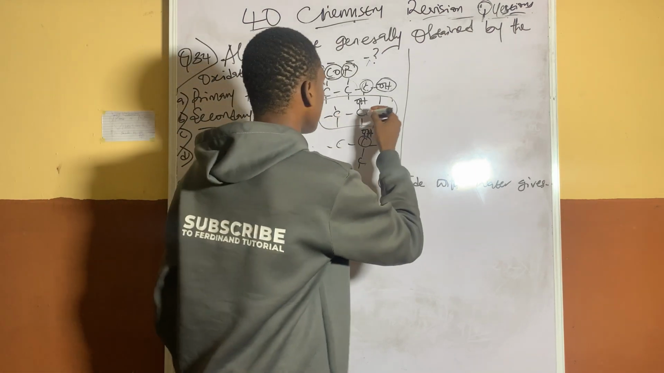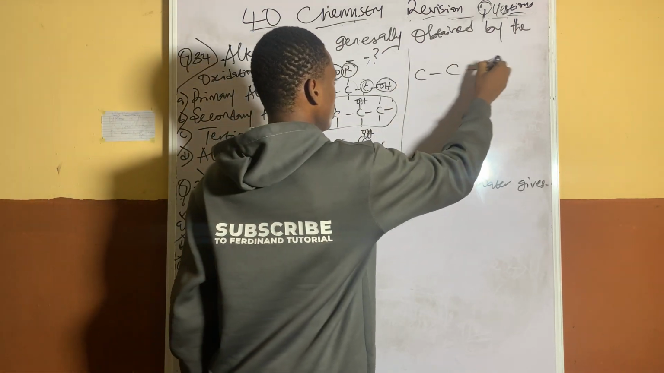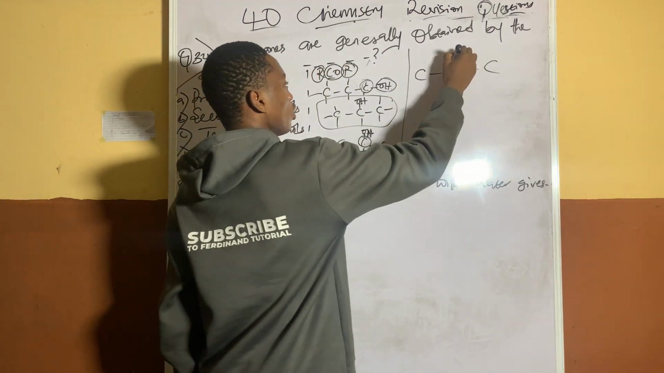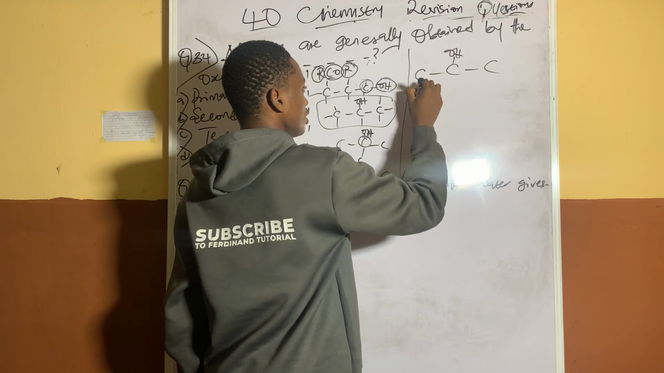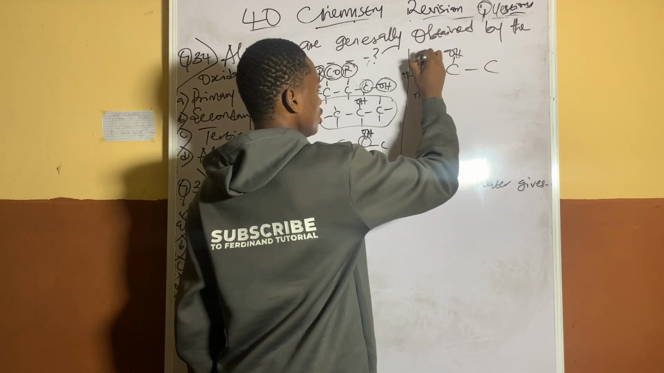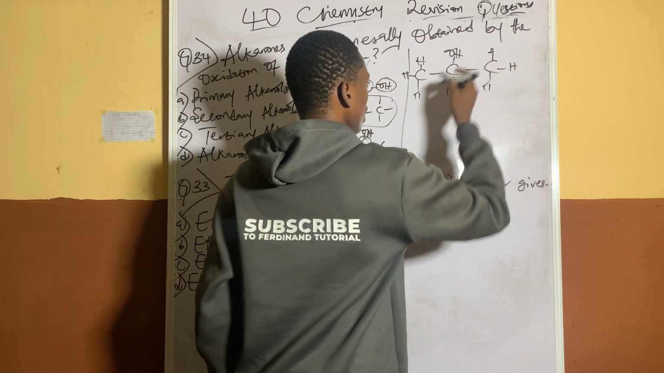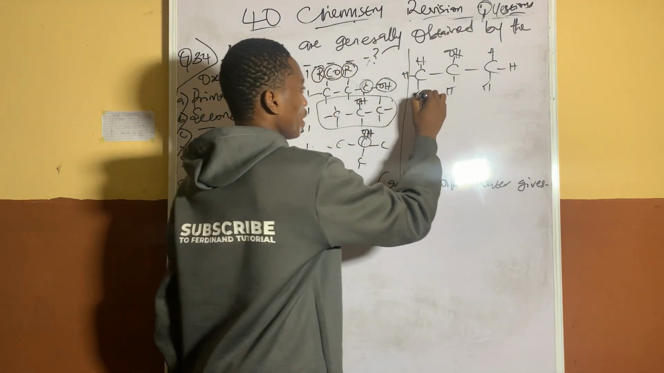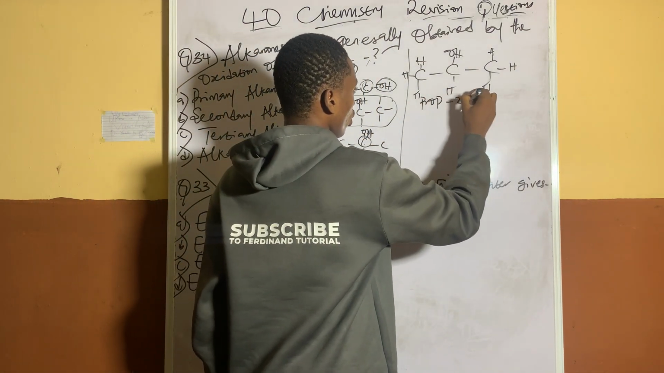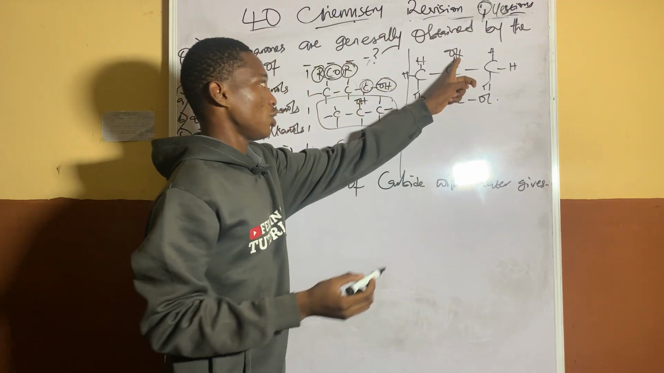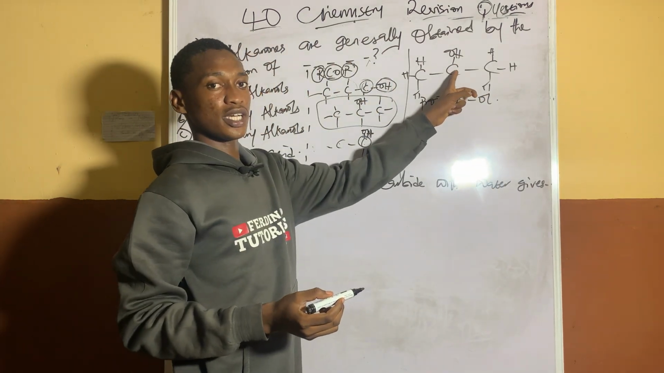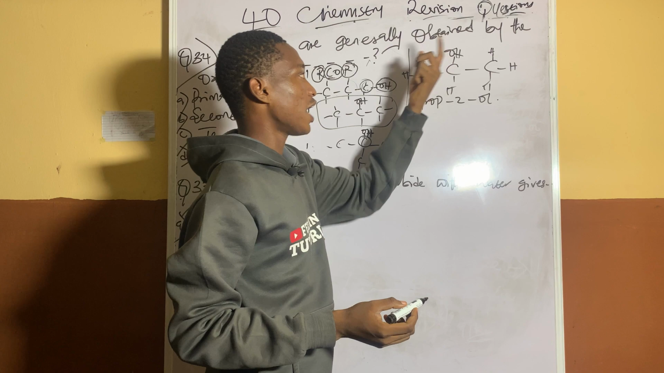Why? Let's take, for instance, I have something like this, C, and then I have C, and then I come here, I have OH, with hydrogens on the other positions. This is propan-2-ol. OH is attached to the secondary carbon atom. So from here I can get my alkanones.